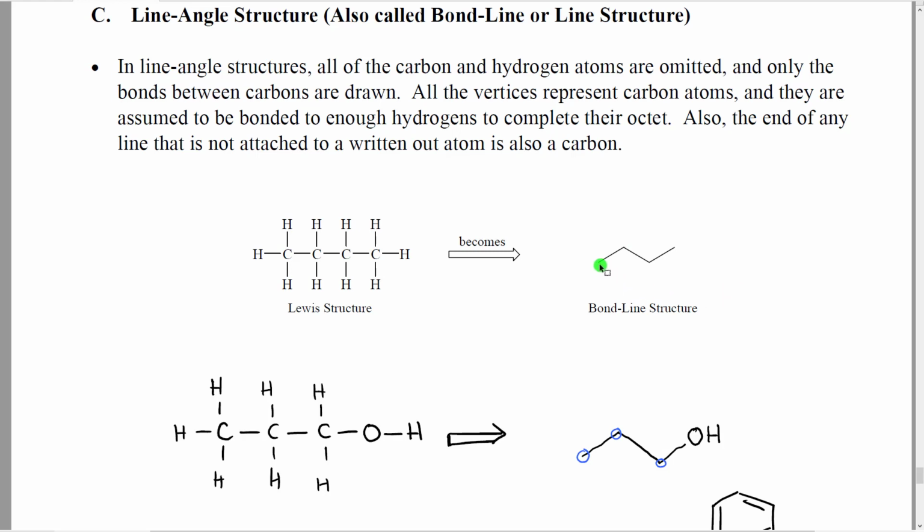So if we look at this end point, which then should represent a carbon, because there's only one line to that end point, we would need 3 more bonds. In other words, 3 more hydrogens to fill that up. So that would be a CH3. In contrast, this carbon already has 2 bonds, so therefore it would have 2 hydrogens to fill it up.